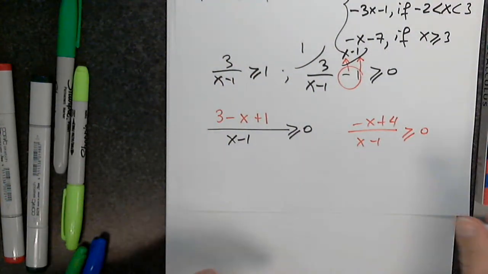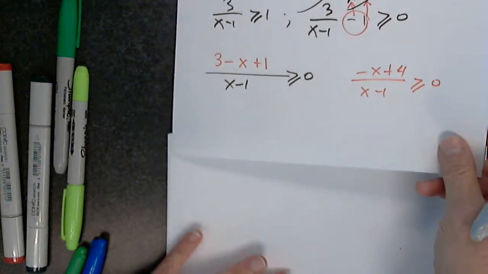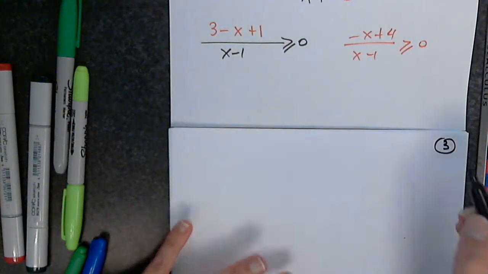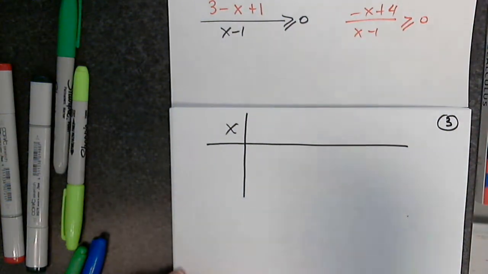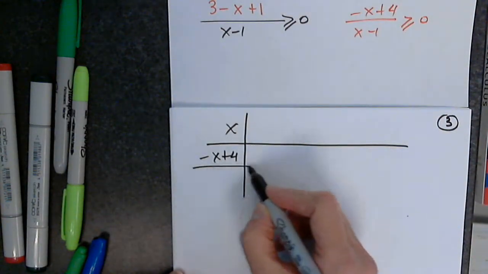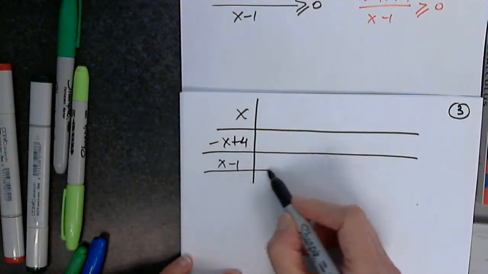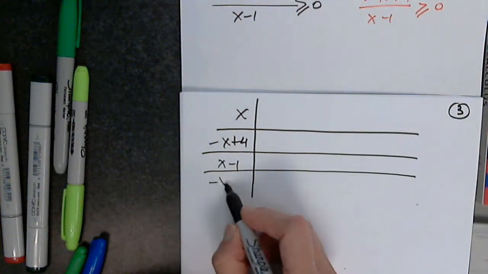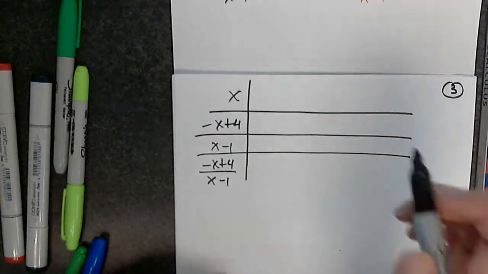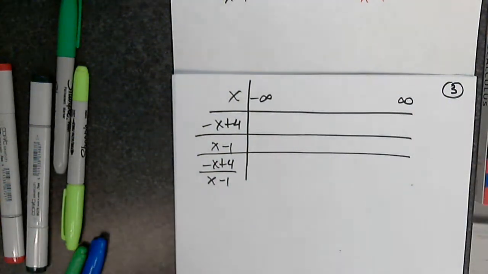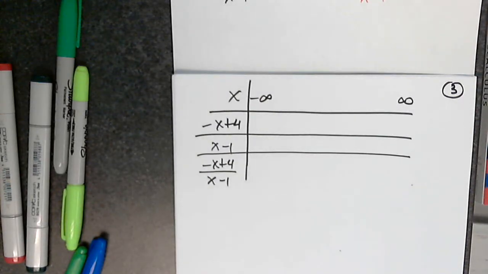And again, I recommend the following chart for studying the sign of this expression. X is the variable in the problem. Negative x plus 4 is the first factor. X minus 1 is the second factor. And what we're interested in is this. Which x values go at the top, and why?